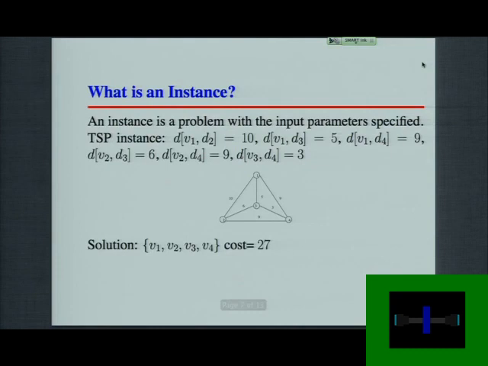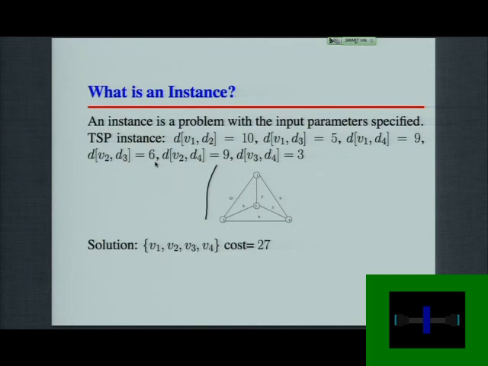We also have the notion of an instance. An instance is an input to a problem. What is an instance of the traveling salesman problem? An instance of a traveling salesman problem happens just to be a weighted graph. Any weighted graph is a potential instance of the traveling salesman problem.